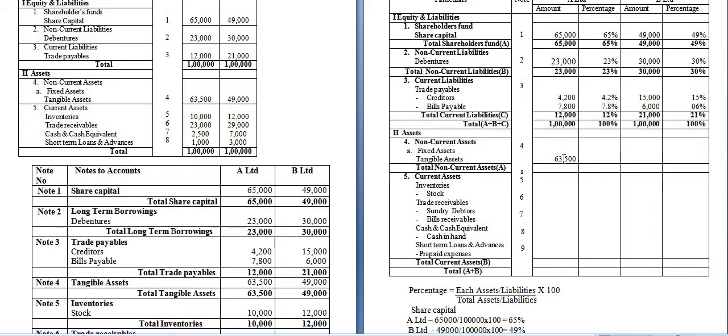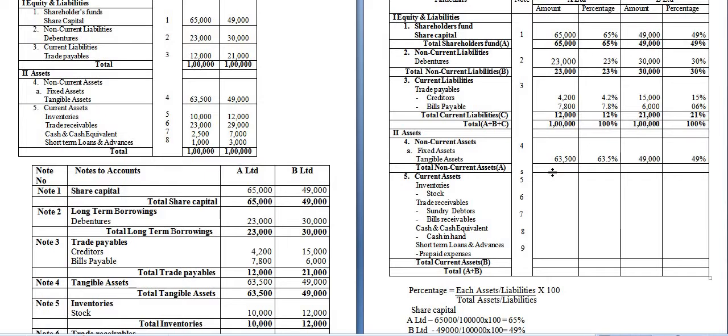63,500 divided by 1 lakh into 100 is 63.5%. Okay, and for B Limited it is 49,000. The tangible asset of B Limited is 49,000. So write here amount 49,000, and the percentage, 49,000 divided by 1 lakh into 100, is 49%.